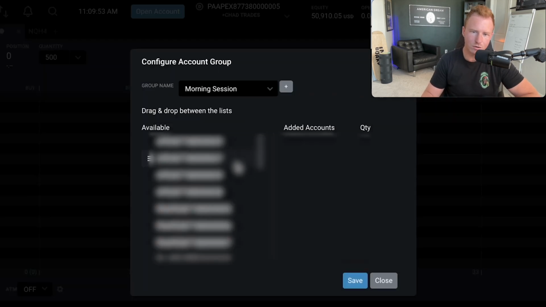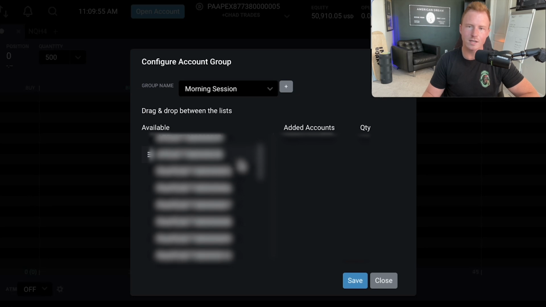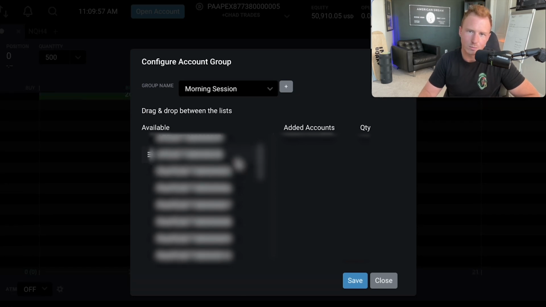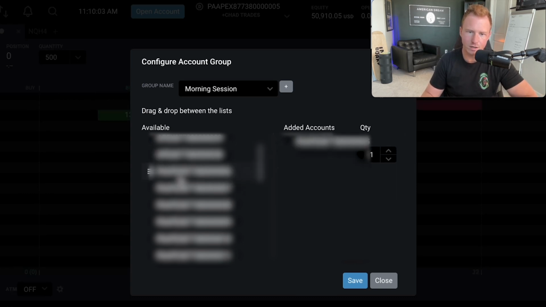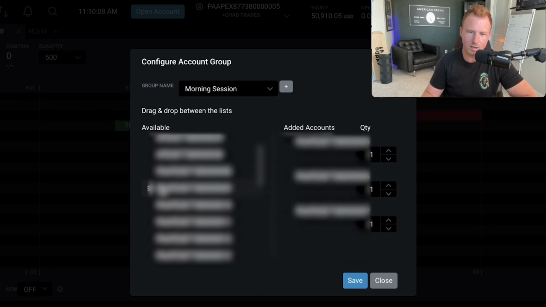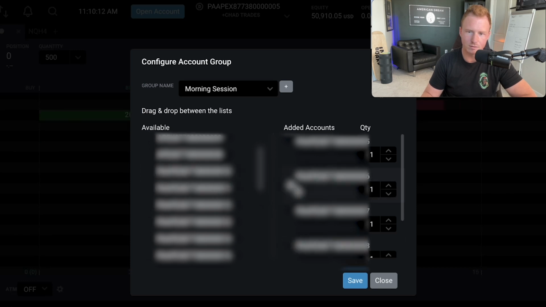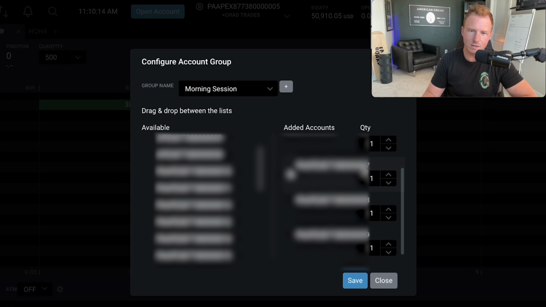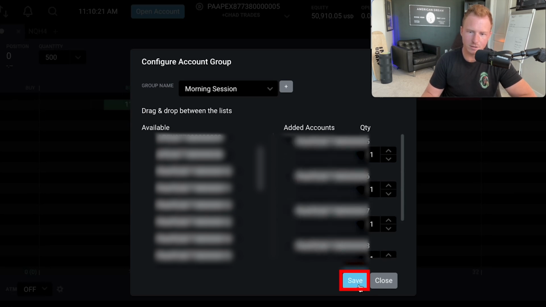So what I can do is I can drag which accounts I want to trade in this group. Okay, so let's say for this morning session, I want to trade 5 accounts. So I'm going to move this over here. So we got 1 account, 2 PA accounts, 3 PA accounts, 4 PA accounts, and now we have 5 PA accounts, right? So the quantity here, I would just keep it 1. So now all I can do is press save.